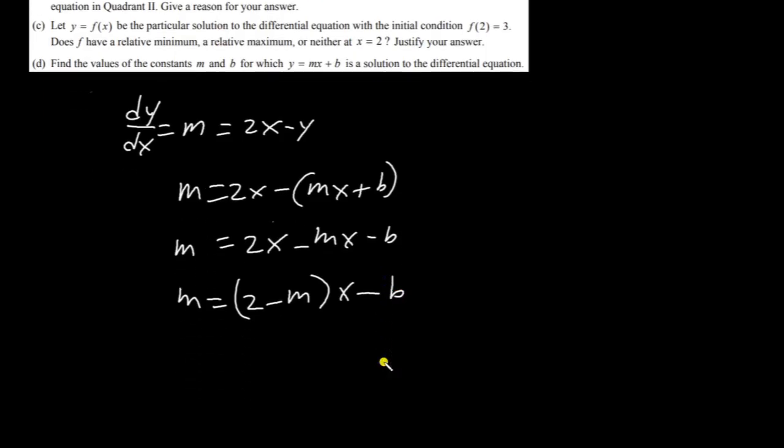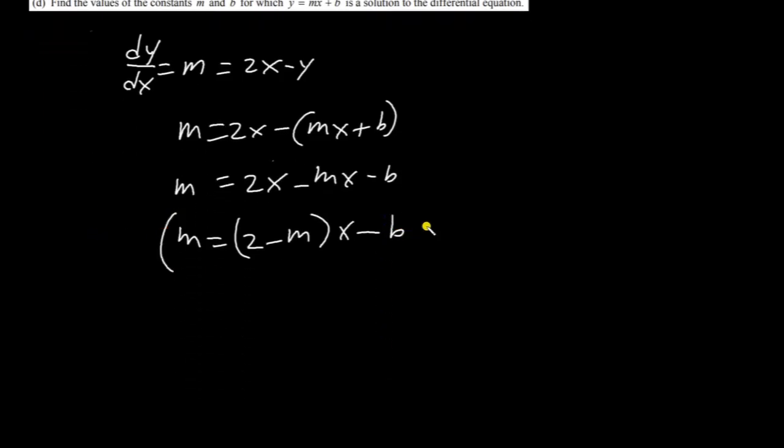Now I can take the derivative of both sides, because if I do that, something really good is going to happen. Remember, m is a constant, right? Constants m and b. So the derivative of m is just going to become 0. And on this side, the derivative of (2 minus m) times x is just the coefficient, 2 minus m, and the minus b drops off. Suddenly we have a nice equation where we can solve for m, and we get m equals 2.